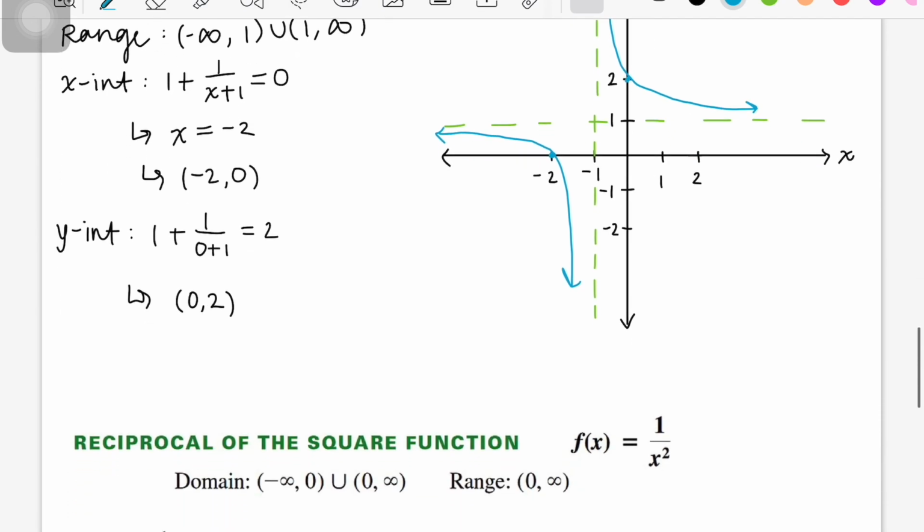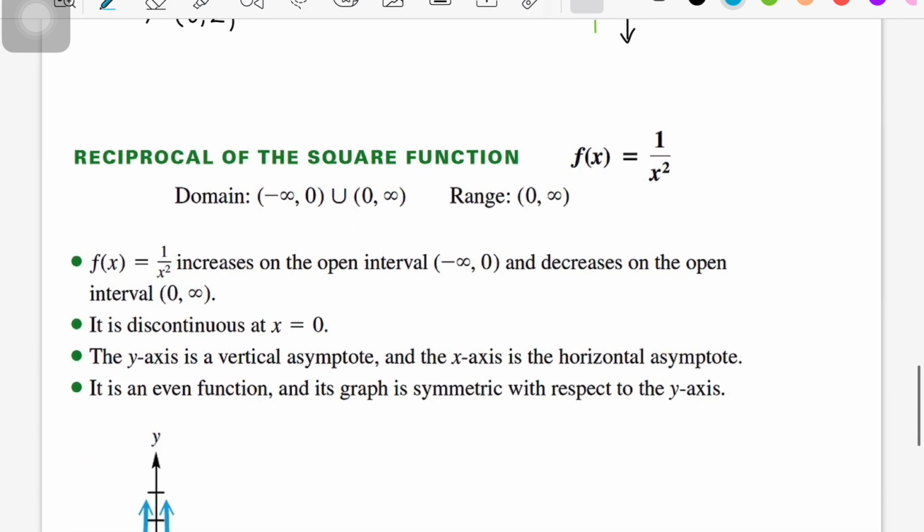So the next function we're going to look at is the reciprocal of the square function. So that's this here. And in this case, our domain is all real numbers except for 0 again. If we were to plug in 0 for our x value here, we would get that our function is undefined. And all of our output values are going to be positive. No matter what x value we plug in here, we're not going to get a negative number since we're squaring it, and a negative times a negative is equal to a positive number. So here are some facts about the reciprocal of the square function.